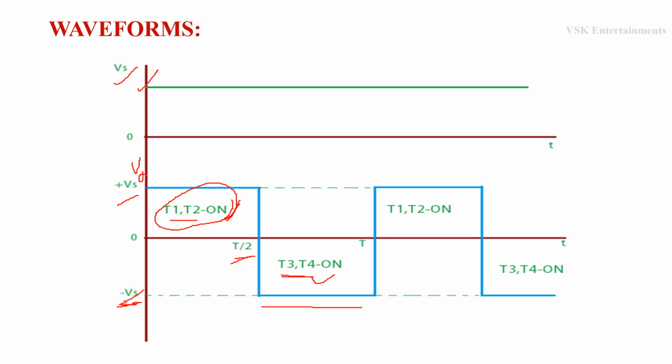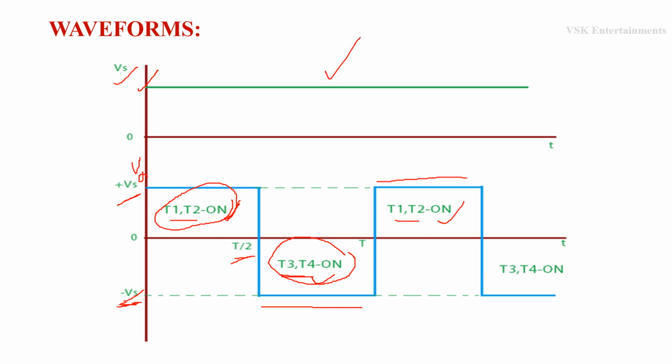Again at t equal to T, by using forced commutation we commutate the thyristors T3 and T4 and apply the gating pulses to T1 and T2 again. Due to the application of gating pulses these two start conducting and we get the positive output voltage, which is the same as the input voltage.